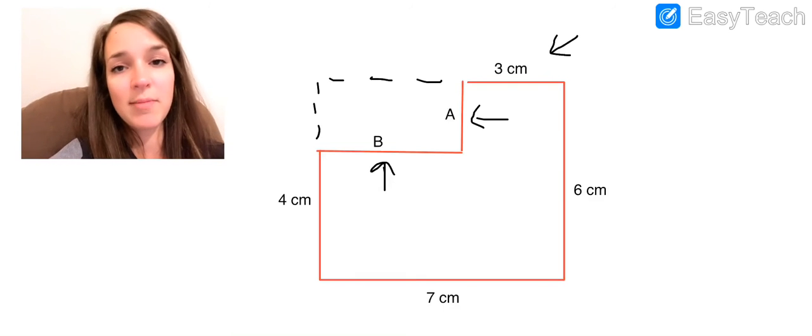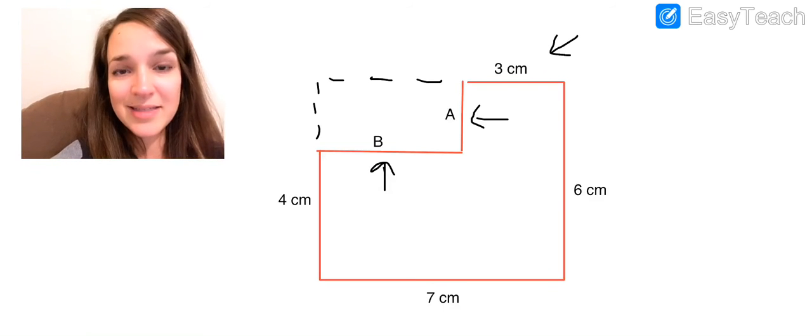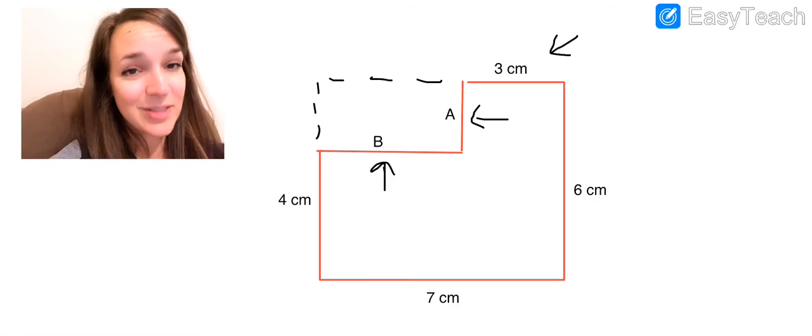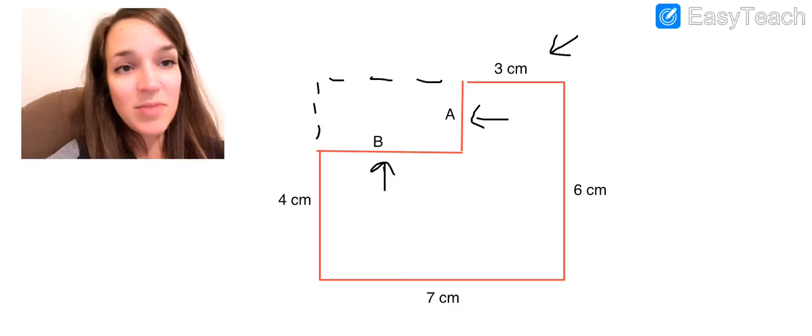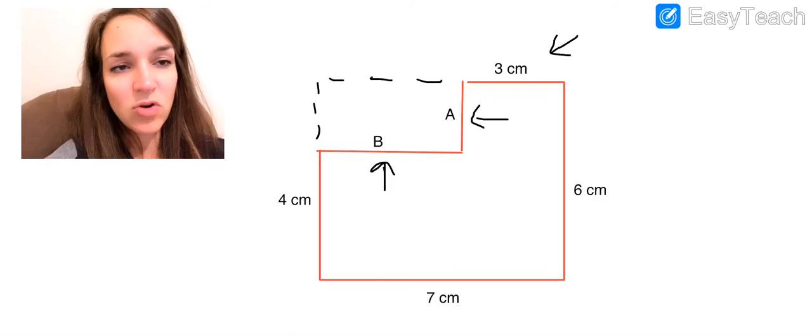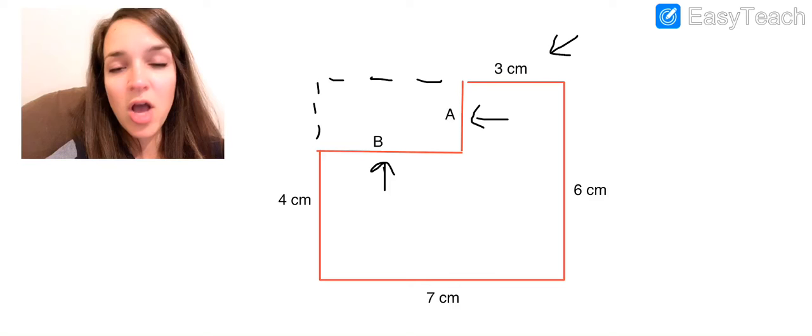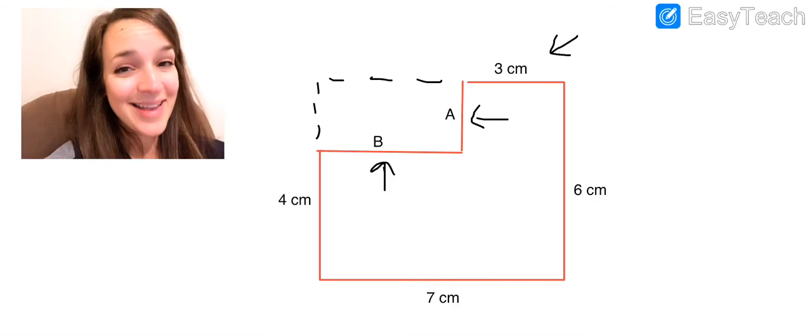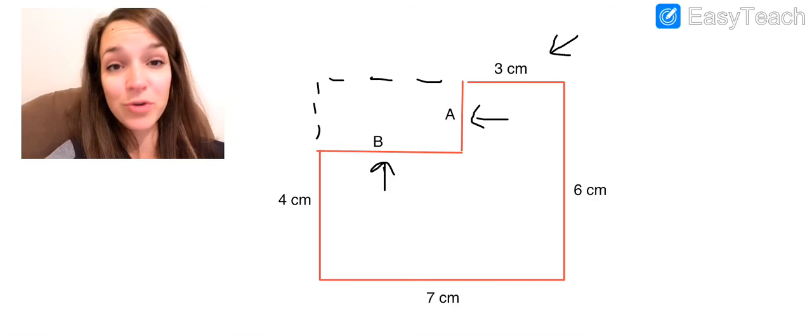So I don't know how much those sides are, but using what I know about rectangles, I can easily find them. Because just like I drew the outline as if this were one giant rectangle, I can think about this as if it were one giant rectangle. So I know that the opposite sides of a rectangle are congruent, meaning they are the same measure.